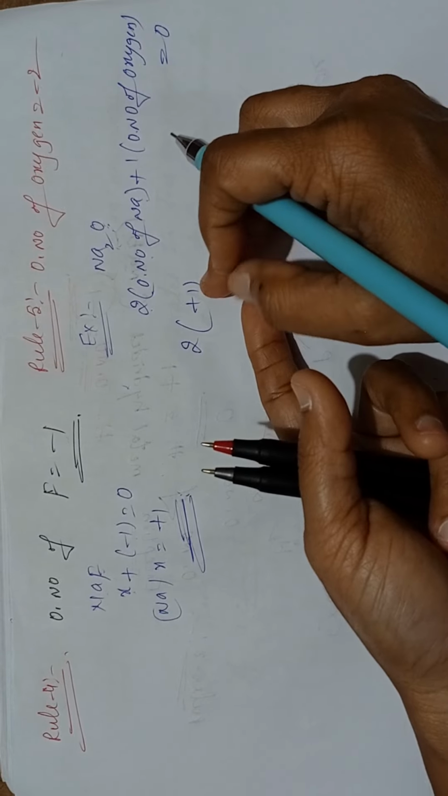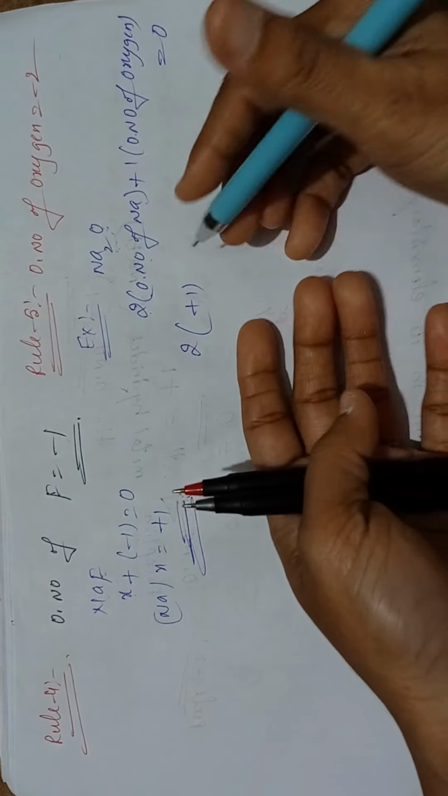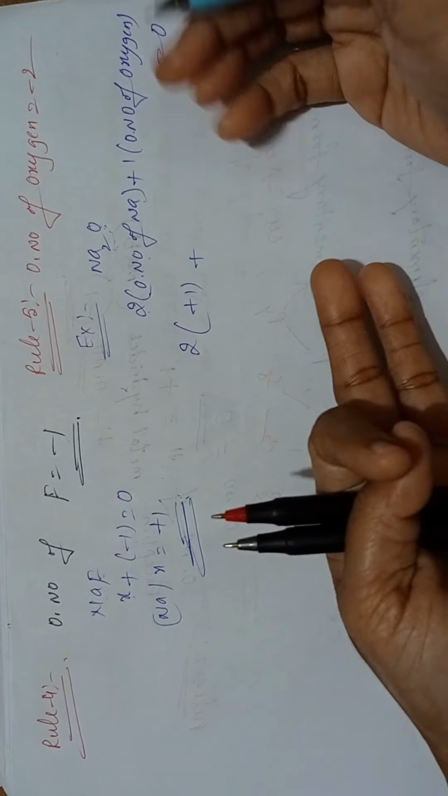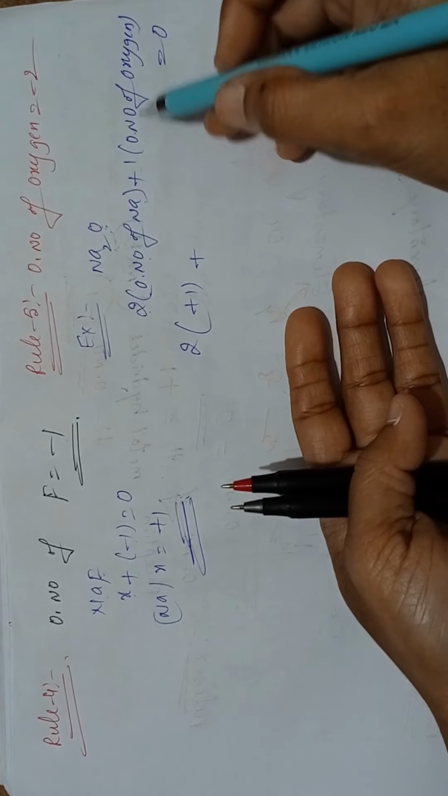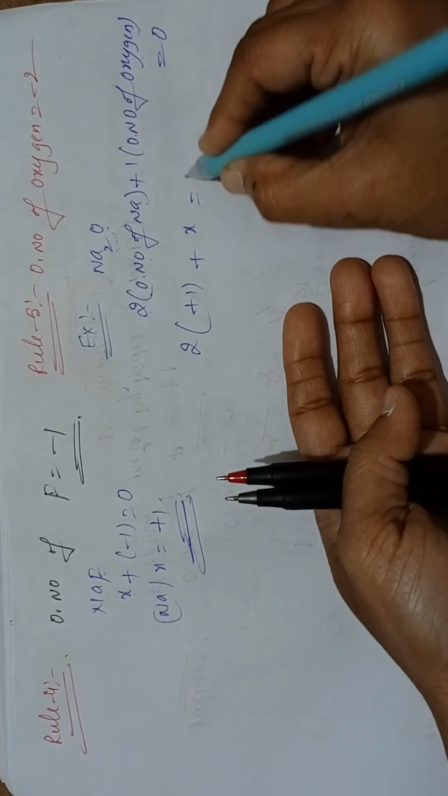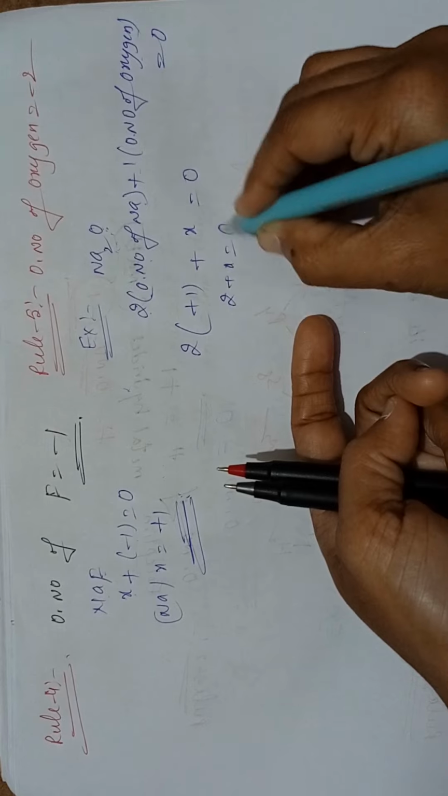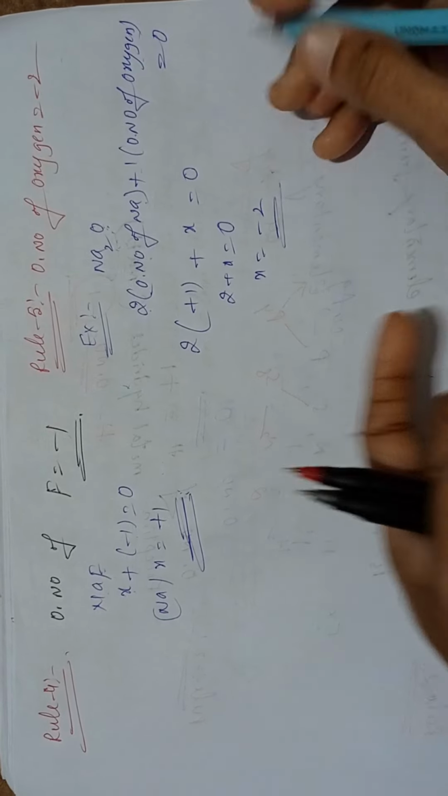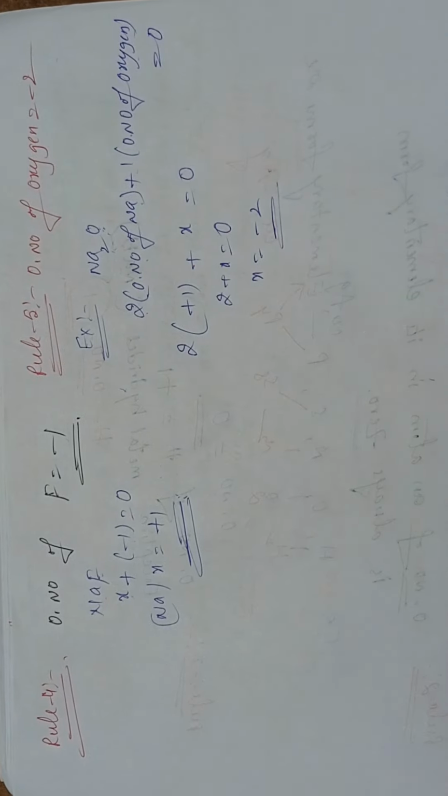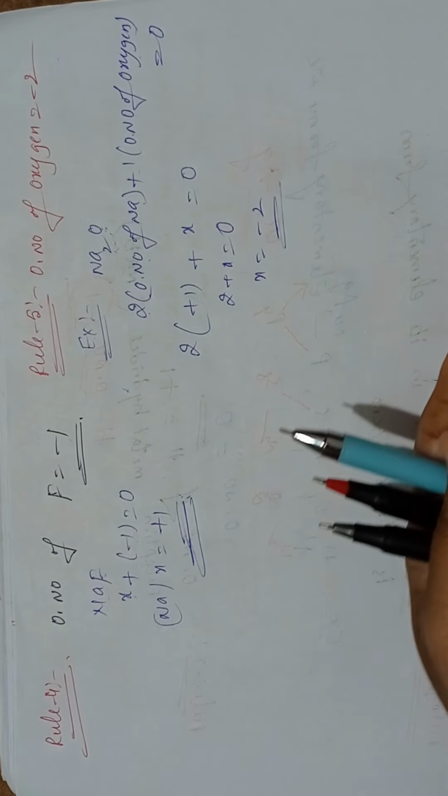In the coming rules I will discuss the first group and second group oxidation numbers. Now I am going to calculate the oxidation number of oxygen, so I take it as X. Then 2 plus X is equal to 0, so X is equal to -2. So the oxygen oxidation number is -2. Clear?